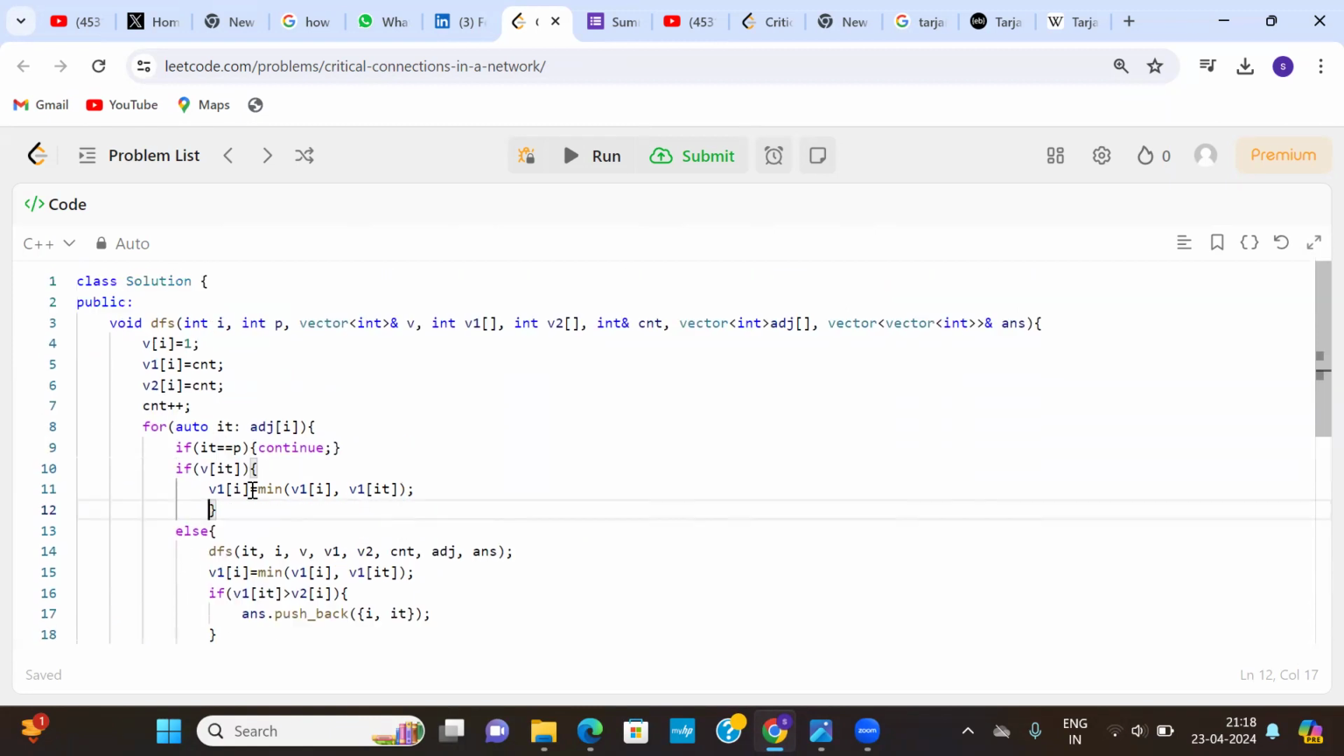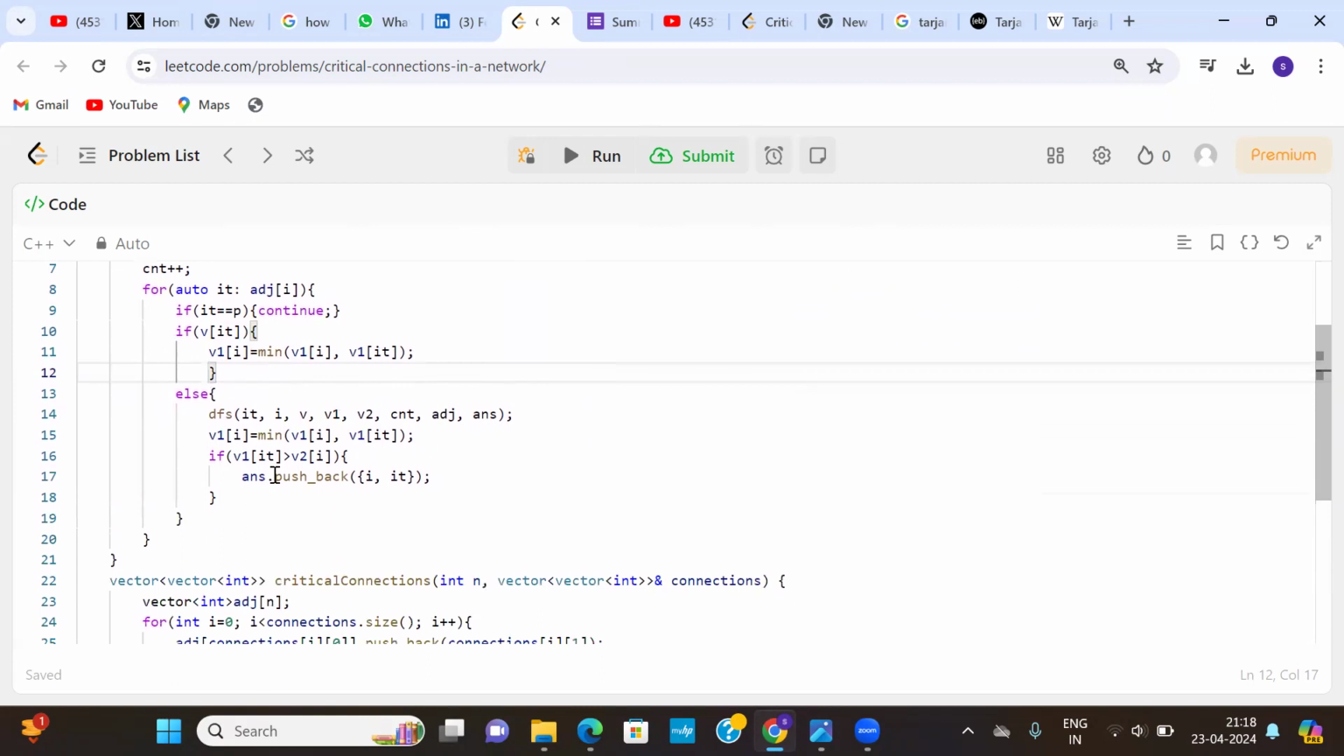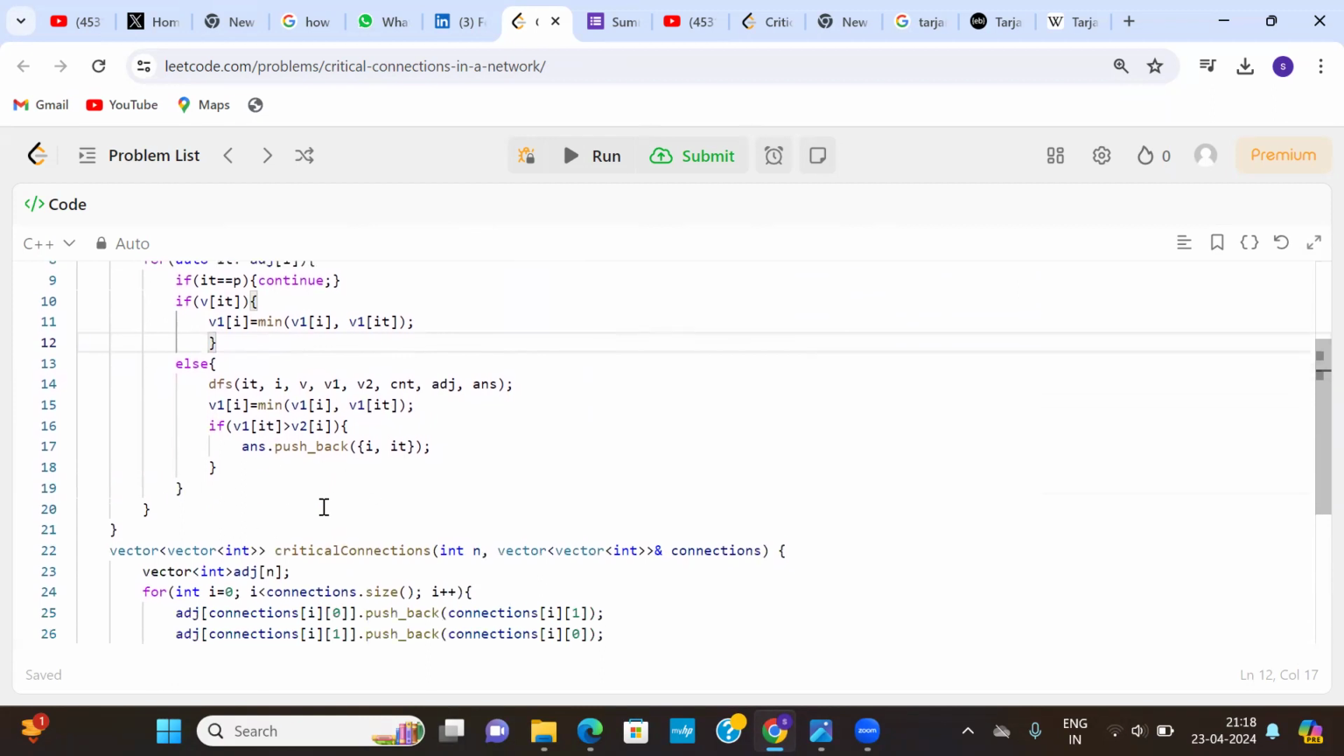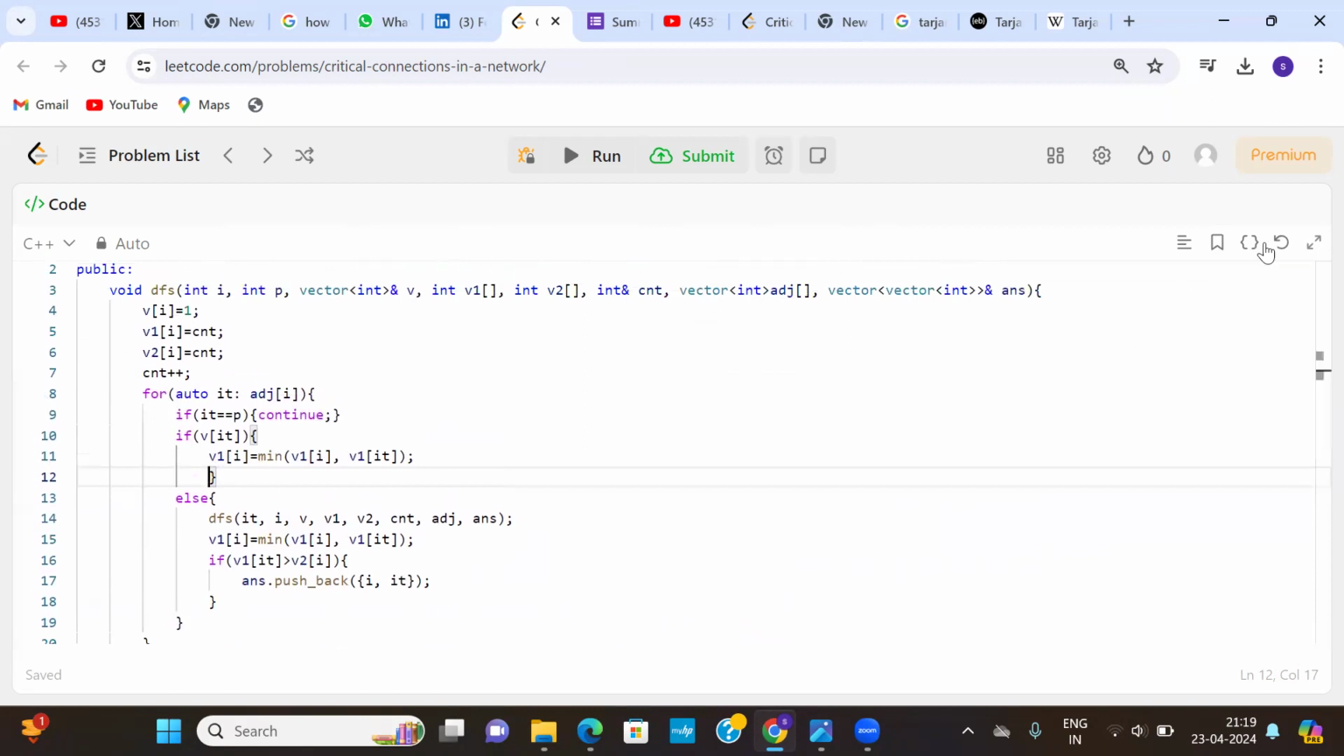Else, we will compare. If v1 at the index of it is greater than v2 at the index of i, what does it mean? If the lowest time of insertion is greater than the time of insertion, it means it's a critical connection and I am pushing it back into my answer vector. So this is the approach which we have followed to get all the critical connections present in our graph. I hope the question is clear to you all. The question was a bit tricky because we are using 2 more arrays, time of insertion and lowest time of insertion. But if you have referred to the image I have shown you, then the concept of time of insertion as well as lowest time of insertion will be clear to you all.